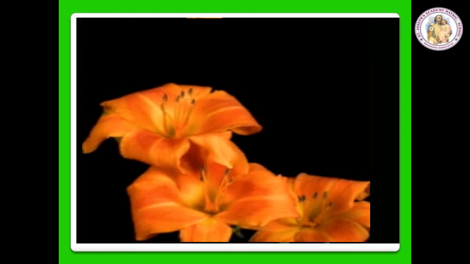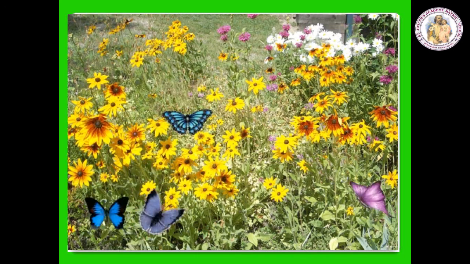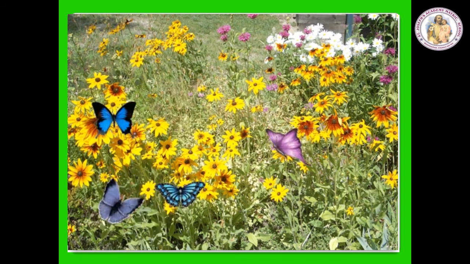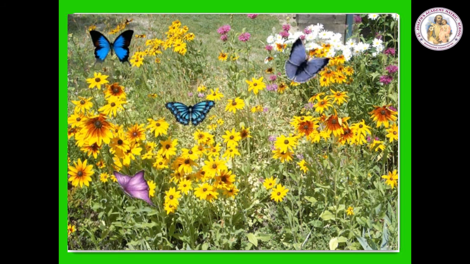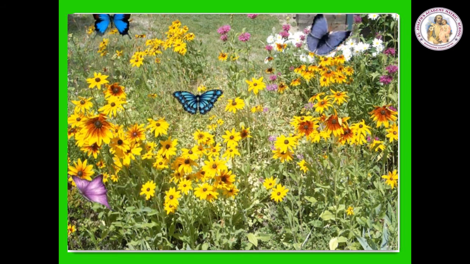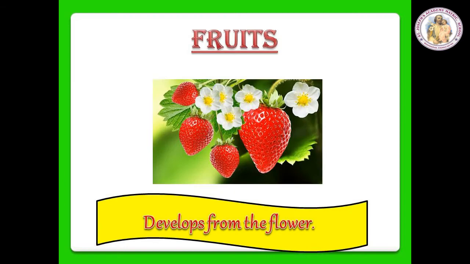The flowers are the most attractive part of a plant. We can see different colors of flowers in different plants. Flowers grow from a bud. Flowers have a specific smell. Each flower has a different smell. For example, the smell of the jasmine is different from the smell of the rose. Due to the colorful look and the specific smell, the flowers attract the birds and insects.